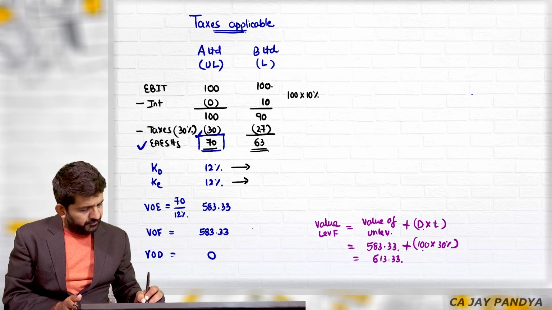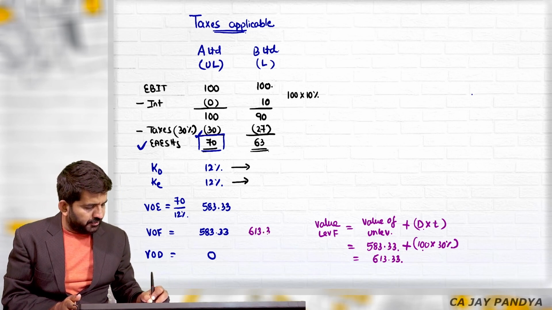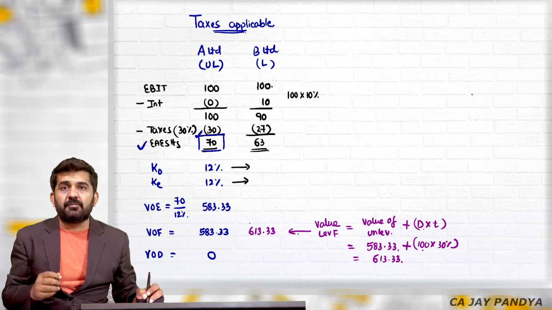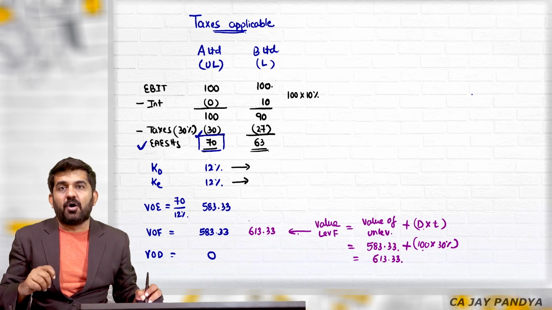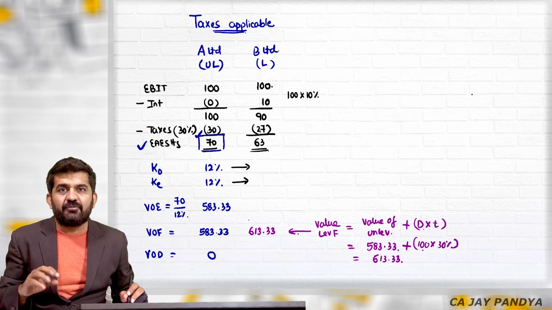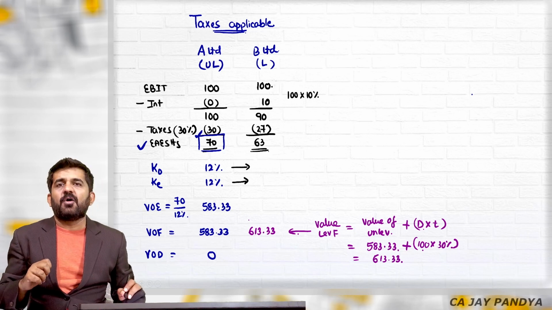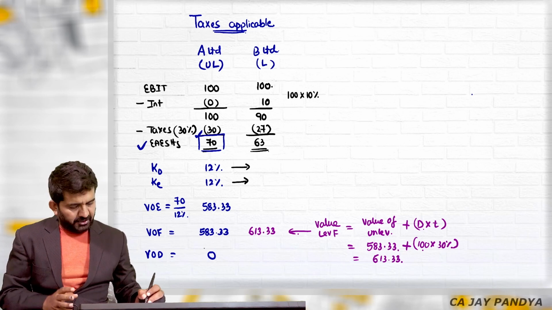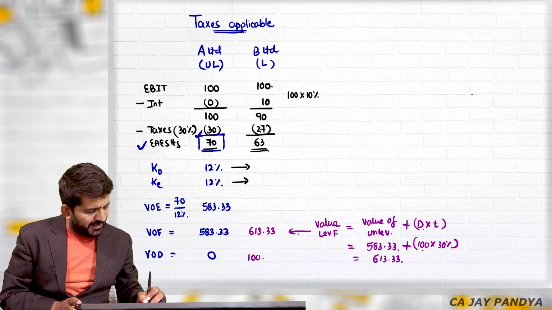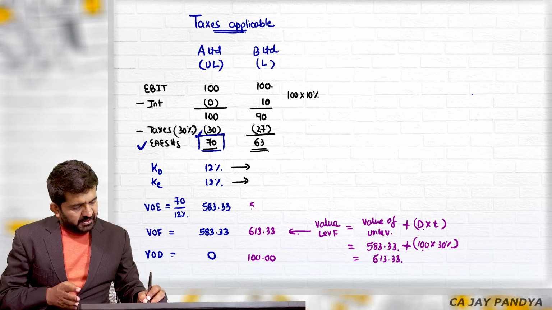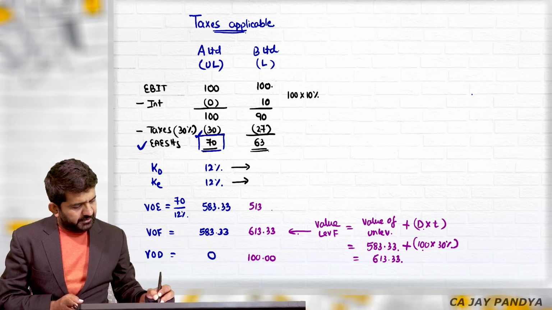Value of the firm will be 613.33. There is no other way to find out the value of a levered firm directly from the value of an unlevered firm. So if the two companies are the same, one unlevered and one levered, both in the tax zone, the value of the levered firm by Modigliani-Miller can be found out, and it will be 613.33. What is the value of debt? 100. What will be the value of equity? It will be 513.33.